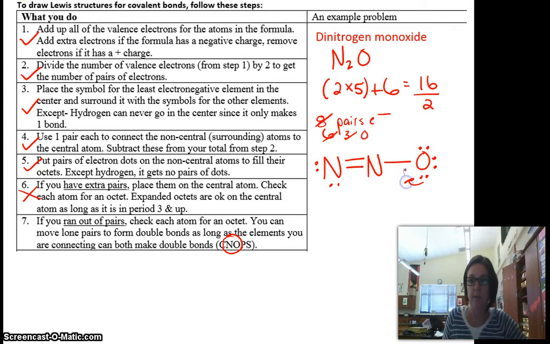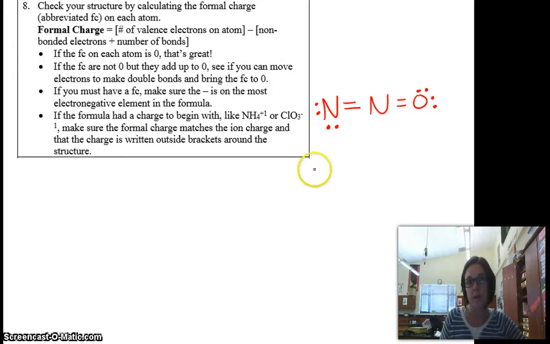Let's just move this pair here. Get out the eraser. And these are not non-bonding anymore, they're bonding. Now let's check for an octet. This would be 1, 2, 3, 4, 5, 6, 7, 8. Perfect. The others are also 8, perfect. Awesome. Everything has an octet. Let's move on to the formal charge calculation.